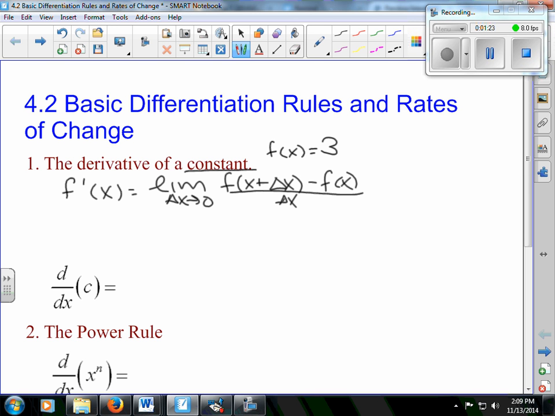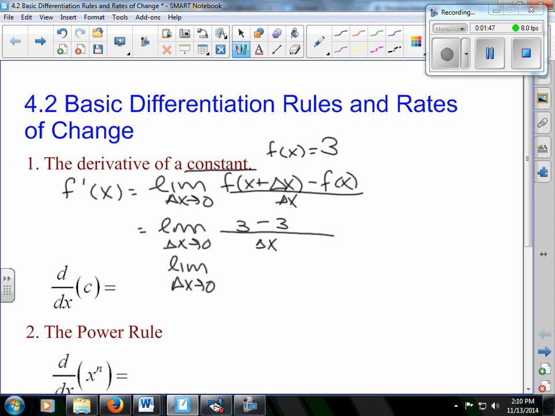So let's do the specific example when y equals 3. Then what is f of x plus delta x? Well, it doesn't matter what x is. The output's always 3. So if my input is x plus delta x, my output is 3. If my input is x, then f of x is 3. And so I get 3 minus 3 over delta x.